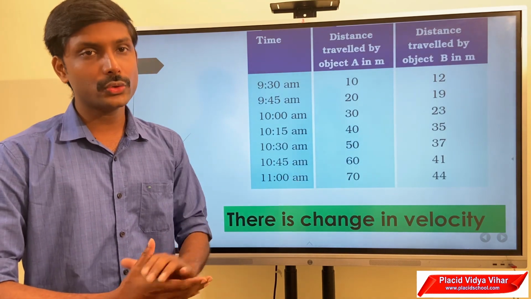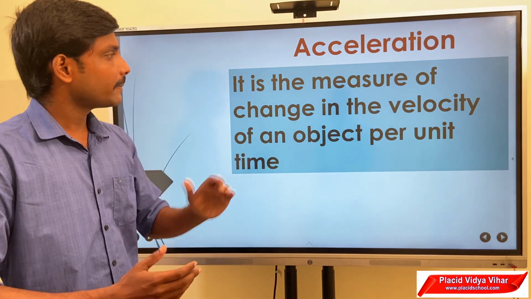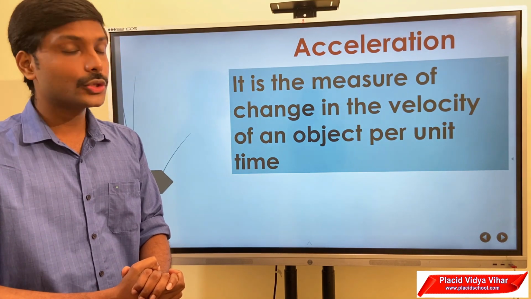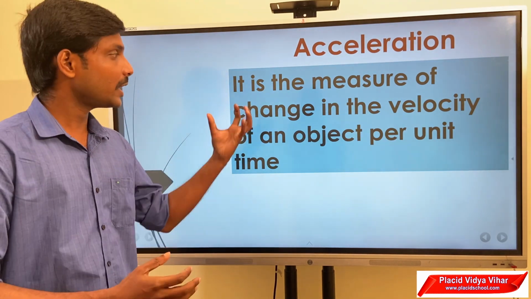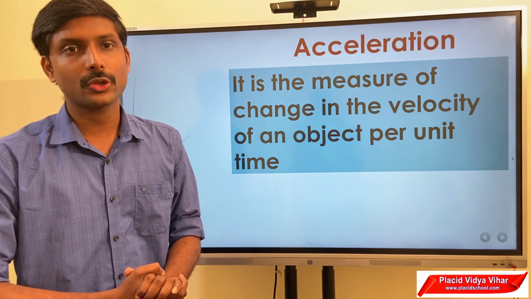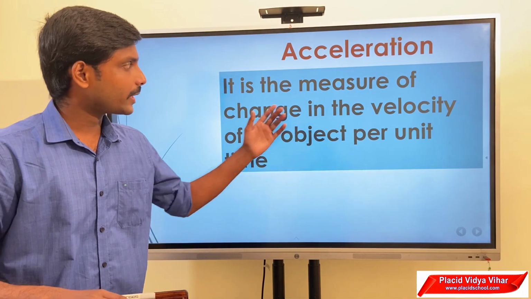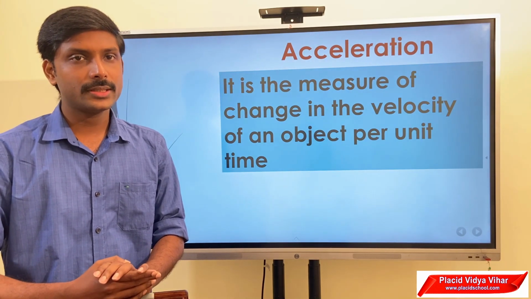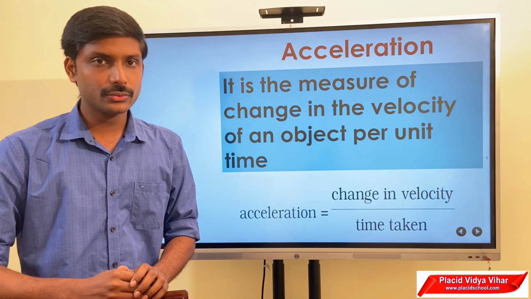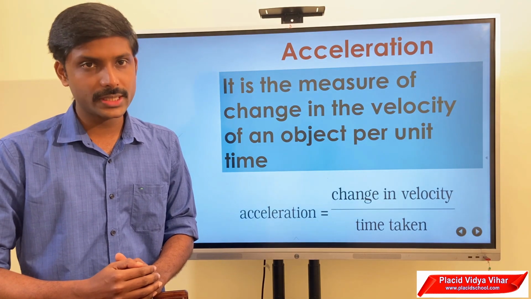So that is a new term that you are going to learn, which may be defined as the measure of change in the velocity of an object per unit time. So whenever there is a change in the velocity of an object, we can say that the object is having an acceleration. If we write the definition in terms of an equation, we get acceleration is equal to change in velocity by the time taken.